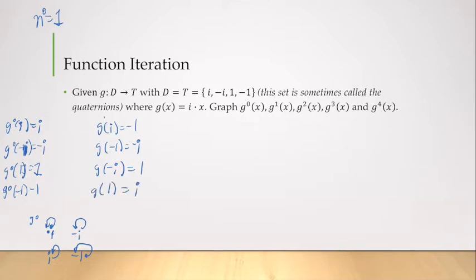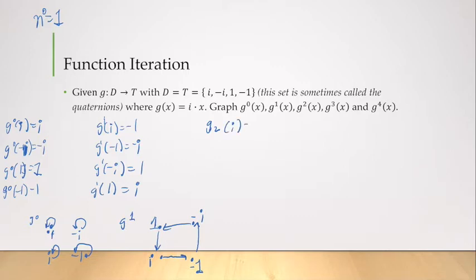And if you've forgotten how we did this, please pause this and take a second to go through the work on these. I promise I'll do it for the next 3 graphs. But let's go ahead and graph g^1, because that's what this was. g^1 has 1 going to i going to negative 1, and negative 1 going to negative i, and then negative i going back to 1. What's g^2 going to look like?